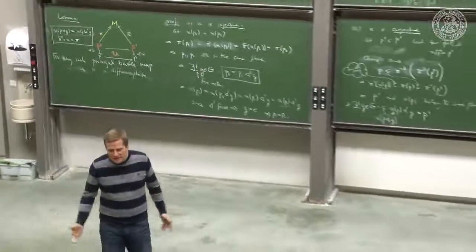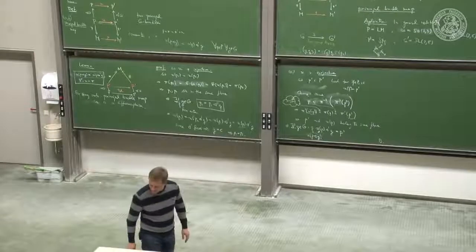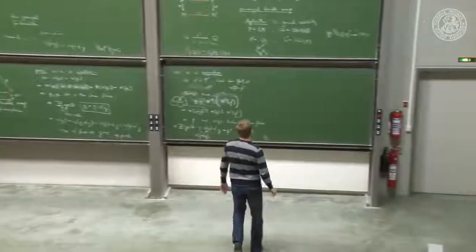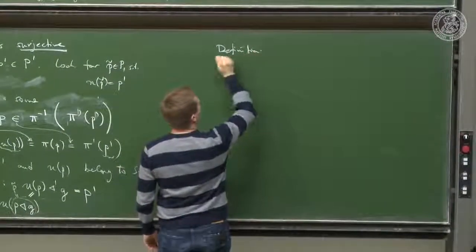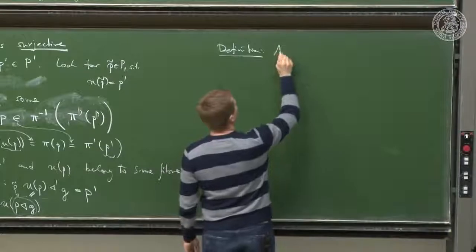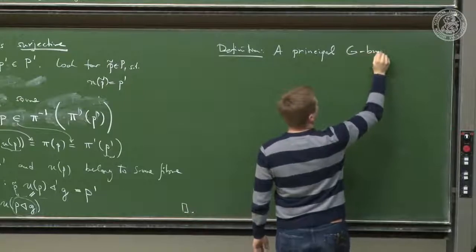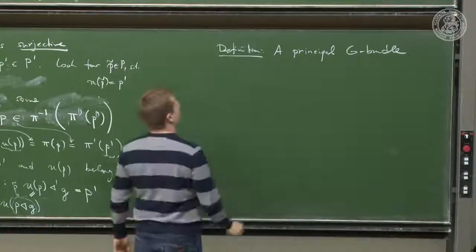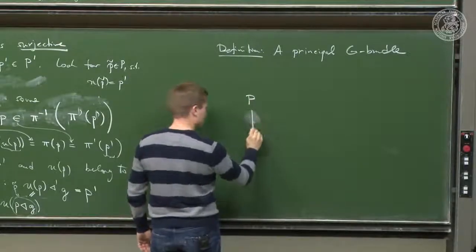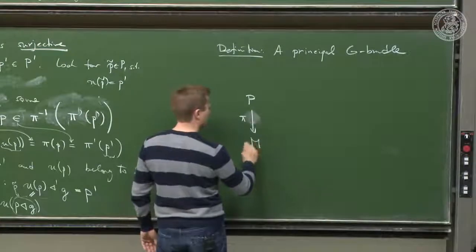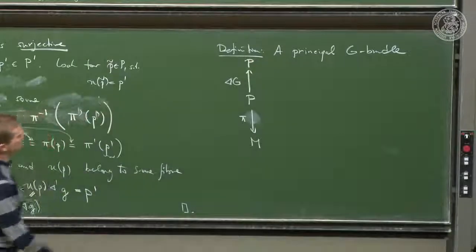Okay, so that's a lemma. The question is, why is this interesting? And the answer is, it's interesting because it allows us a very important definition. A principal G bundle, well, let's stick for a little to this complete representation of it. Well, that's a principal G bundle.